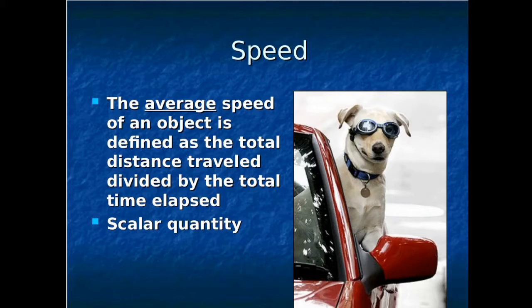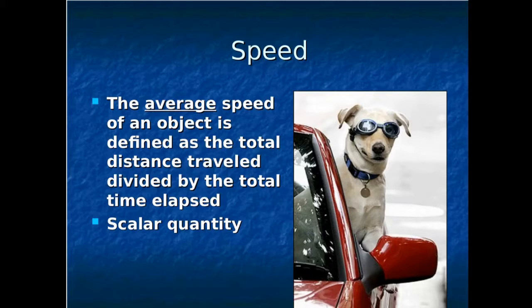So speed is, I think, a relatively familiar concept. The average speed, you calculate it by taking the total distance an object travels and dividing it by the total time elapsed. The unfamiliar part of that definition is that it's a scalar quantity. Scalar means that it doesn't have a direction associated with it. It's just the units of distance divided by time. So you have 5 miles per hour, 13 meters per second, 6 feet per second, 100 kilometers per hour, and so on.